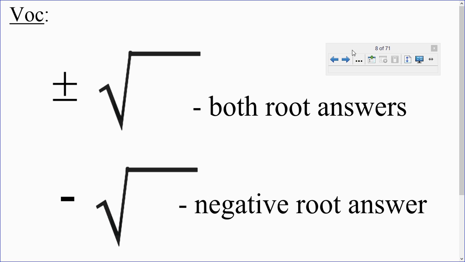When you see a positive, negative sign in front of the radical sign, they're looking for both answers for that square root, or both roots. Sometimes you'll see a negative sign in front of the radical sign, and they're looking for just the negative answer only. Sometimes you'll see no sign, and they're looking for the positive answer only, and that's usual when they'll say square root.